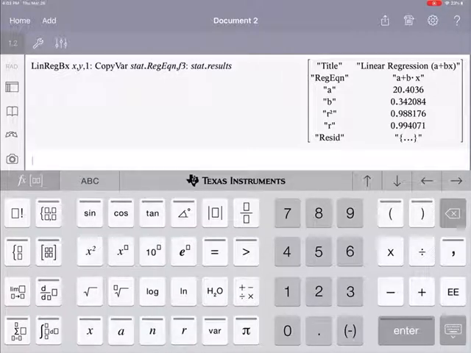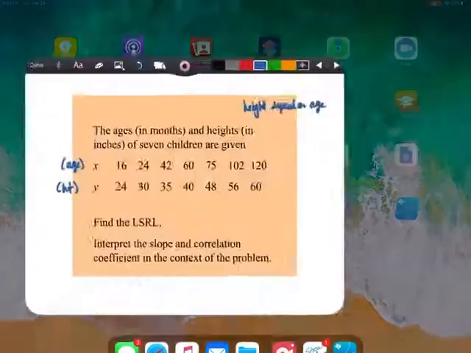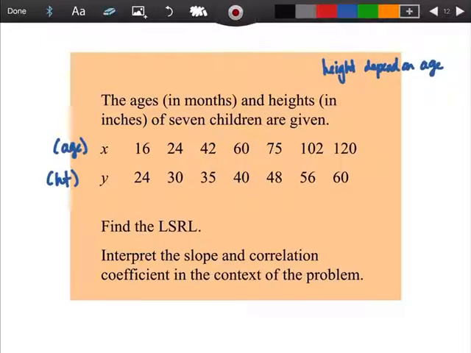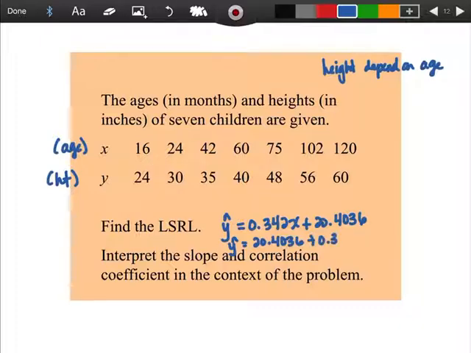My A value is given, which is my y-intercept. My B value is given, which is my slope. And if I go down here, I can see my R value, which is my correlation coefficient. So we now have our regression equation. Y hat, make sure you put the hat, this is the predicted Y, is 0.342x plus 20.4036.